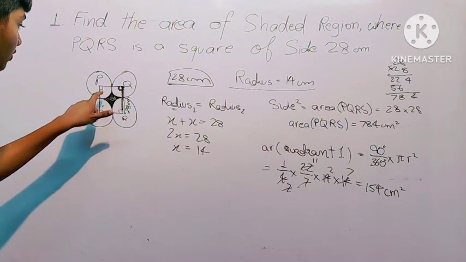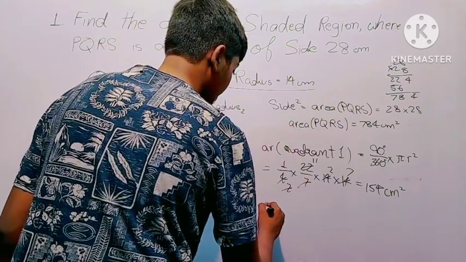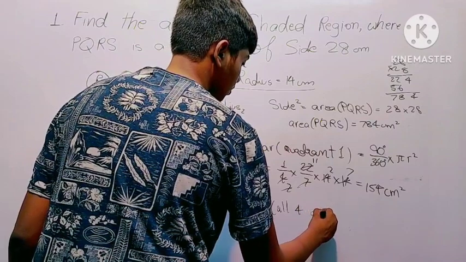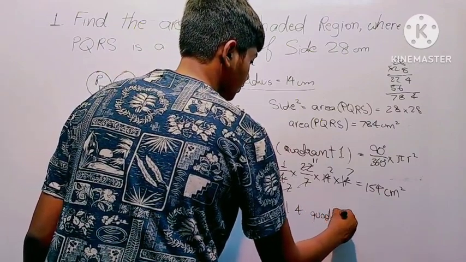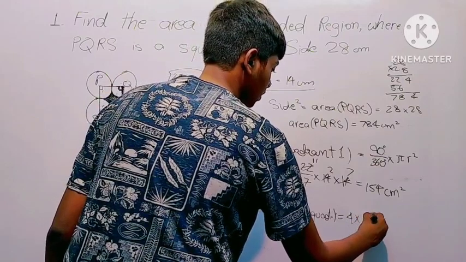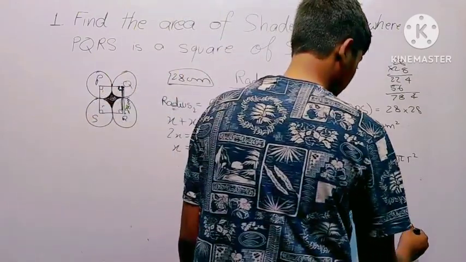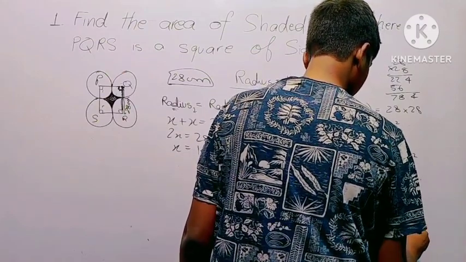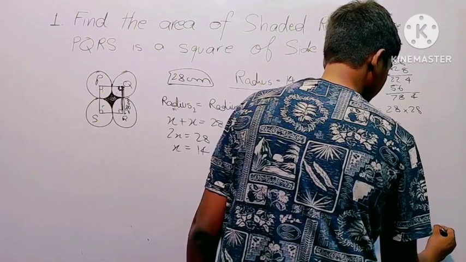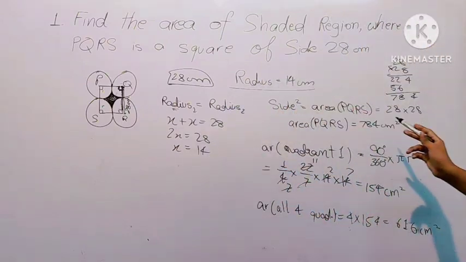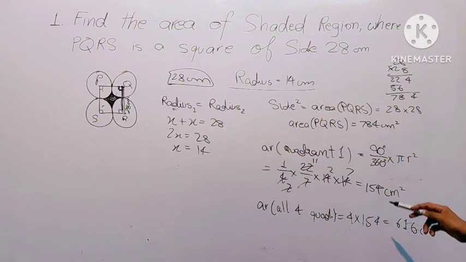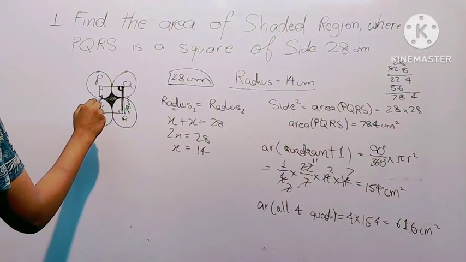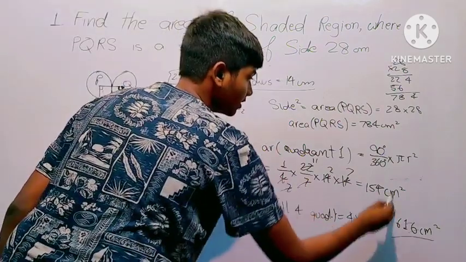Now we need to calculate all the 4 quadrants. So it would be the area of all 4 quadrants, which is equal to 4 into 154, which is equal to 616 centimeters square. So you get area of square is equal to 784 centimeters square, and area of these 4 quadrants is 616 centimeters square.